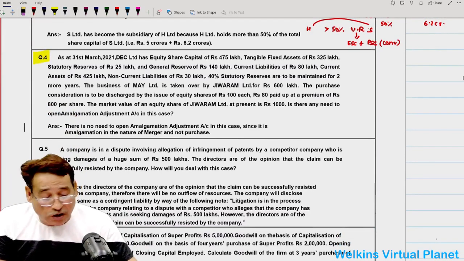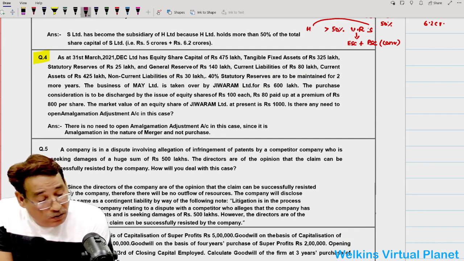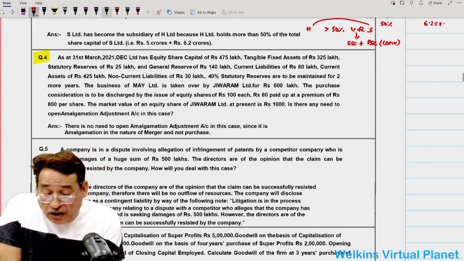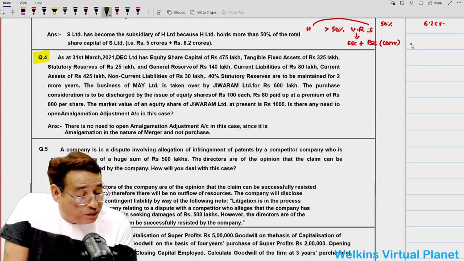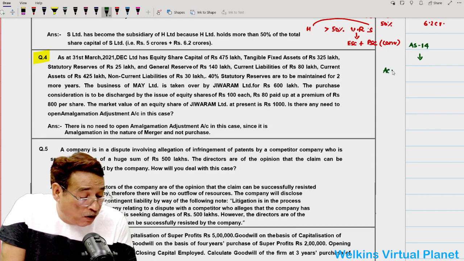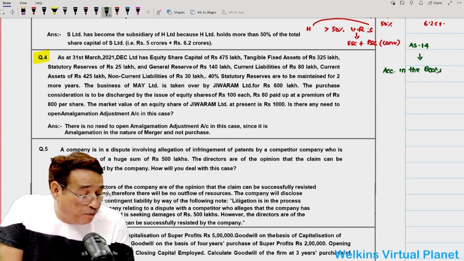Now this question, question number four. Before I explain this particular question, let me tell you that this question deals with AS-14. Remember one thing, AS-14 also prescribes accounting in the books of the purchasing company.